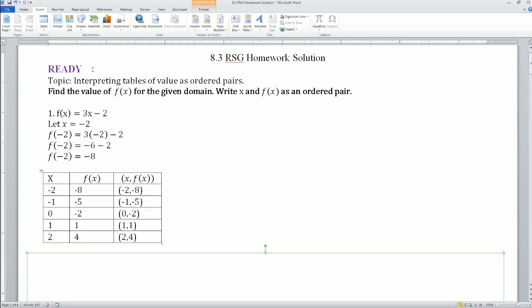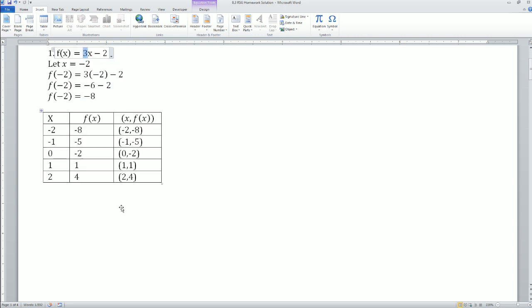This is an arithmetic sequence, and you see the common difference is 3. It's increasing by 3. The slope is 3. So you're adding 3 to each value here. So -8 plus 3 is -5. Plus 3 is -2. Plus 3 is 1. Plus 3 is 4. Okay, that's how you could also generate those values.